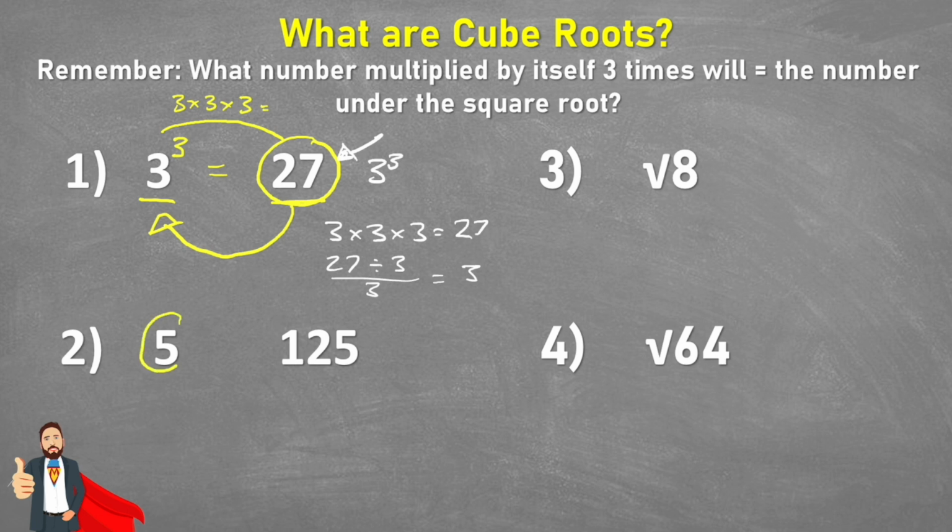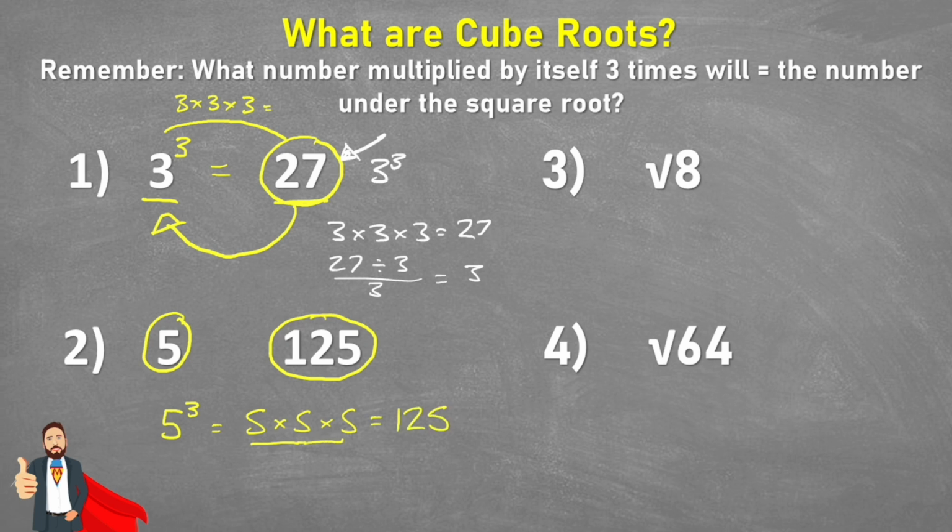And we have 5 and we have 125. So exactly the same principle. If we were to get 5 and we cube it, so we would have 5 cubed, or 5 to the exponent 3, 5 to the power of 3, what that means is we're doing 5 times 5 times 5. 5 times 5 is 25, times another 5 is 125. So 5 cubed is 125. And therefore the cube root of 125, coming back the other way, is 5.